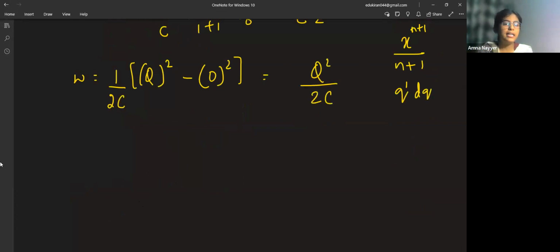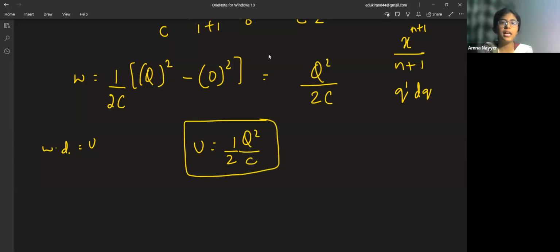It means this entire work done gets stored in the form of potential energy. So potential energy's formula, this is the final formula which we have to remember. These were the steps of derivation. Now do not forget the steps. Final formula also you should remember, energy portion will be used throughout, right? So the formula becomes half Q square by C. This is the formula of potential energy.